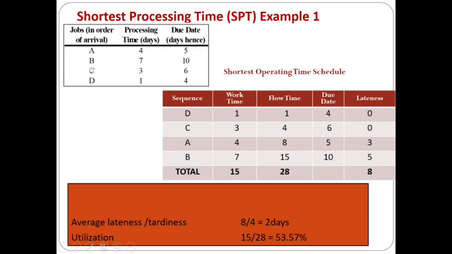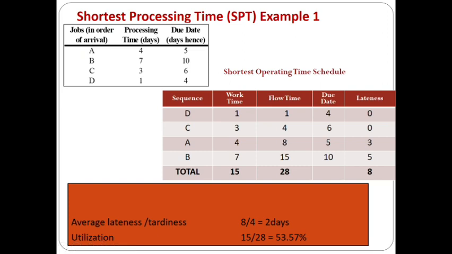We have 4 jobs. Processing times in days are given. Due date is also given. Alright. By having this, the first thing is we have to rearrange this job sequence according to the processing time.